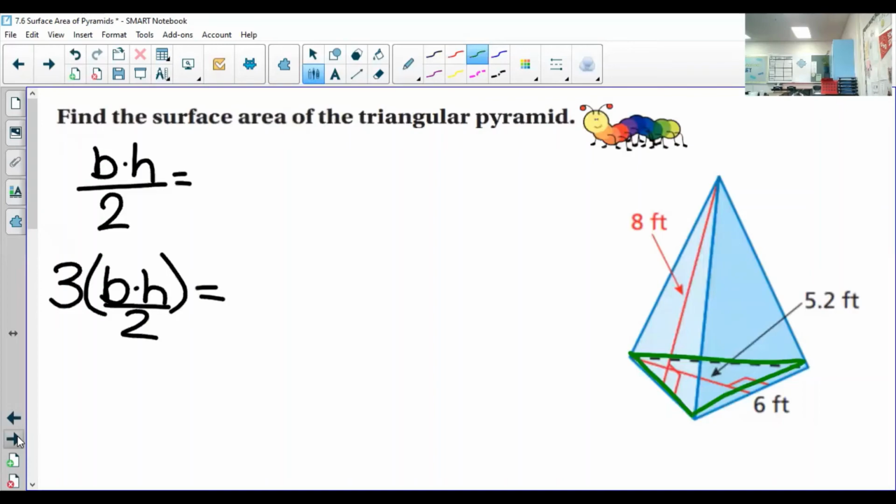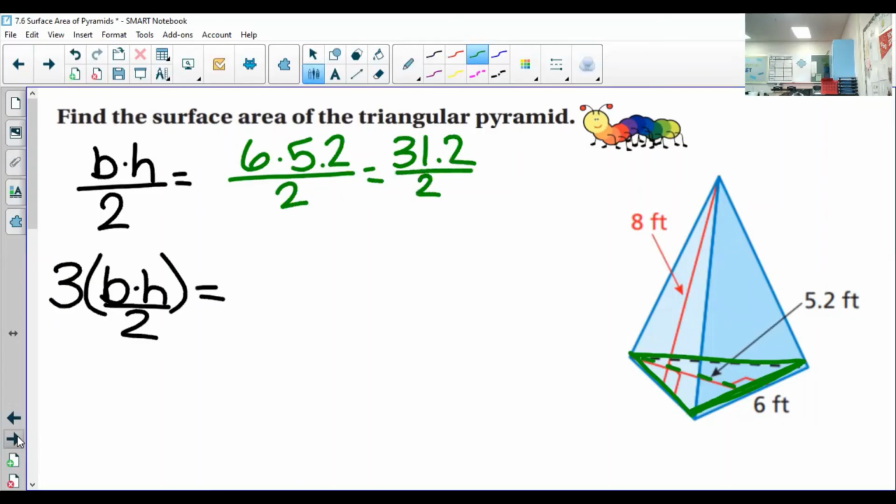Okay? My base is 6 for this triangle. And then my height, you can see they give you the height here in red, which is 5.2. So we're going to do 6 times 5.2 divided by 2. And 6 times 5.2 is 31.2 divided by 2, which is 15.6.